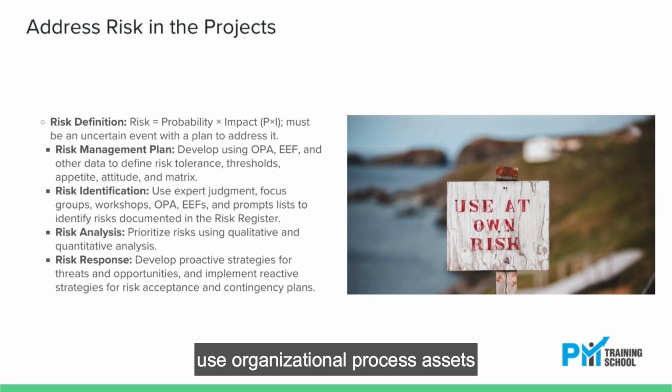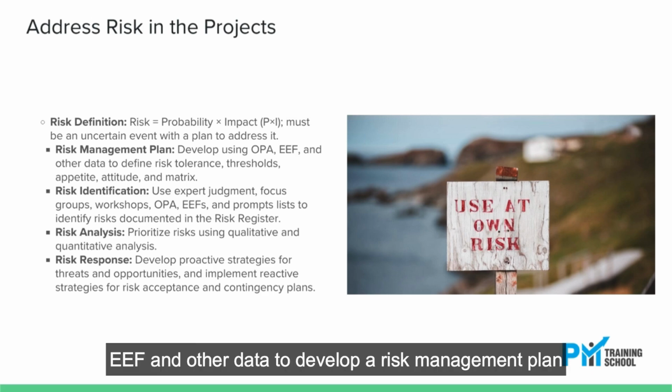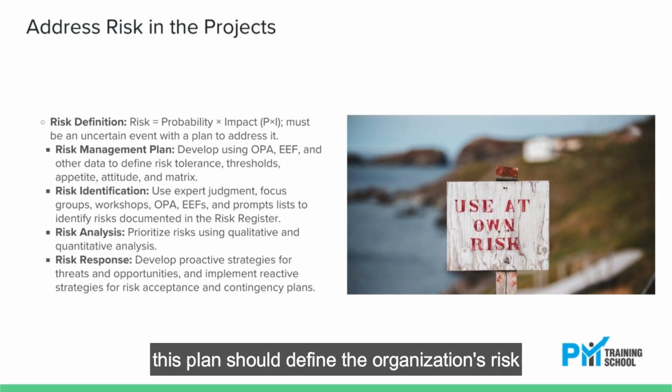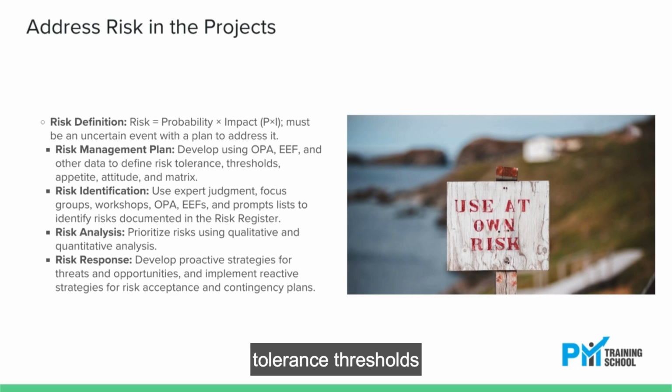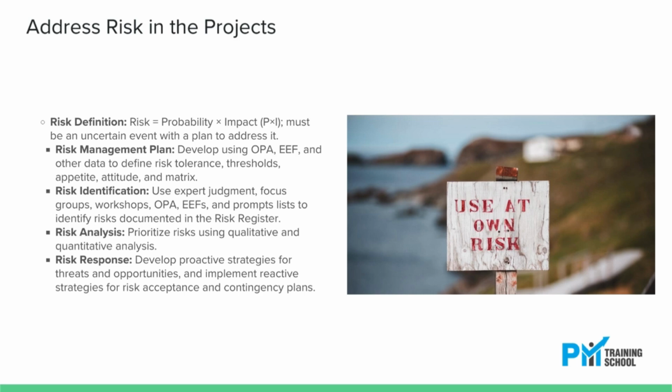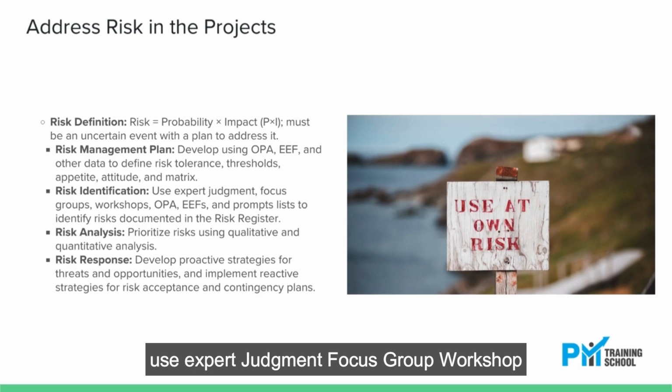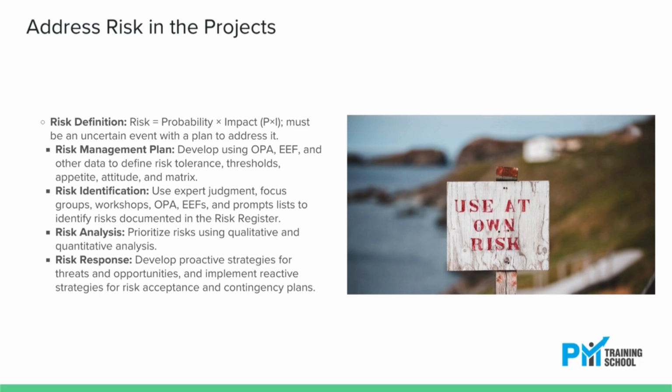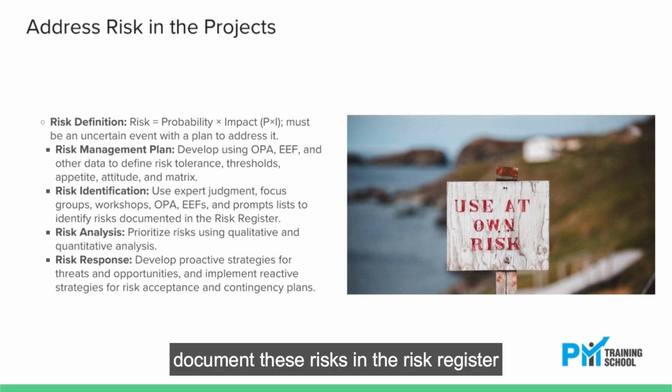Use organizational process assets, EEFs, and other data to develop a risk management plan. This plan should define the organization's risk tolerance, thresholds, risk appetite, risk attitude, and risk matrix. Once the risk management plan is approved, begin the process of identifying risks. Use expert judgment, focus group, workshop, OPA, EEFs, and prompt lists to identify risks. Document these risks in the risk register.